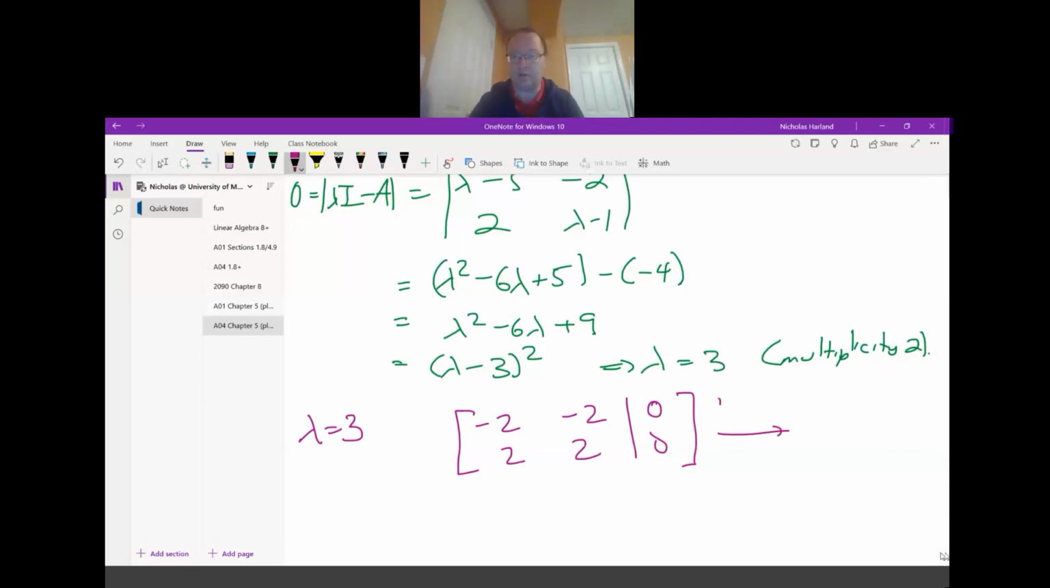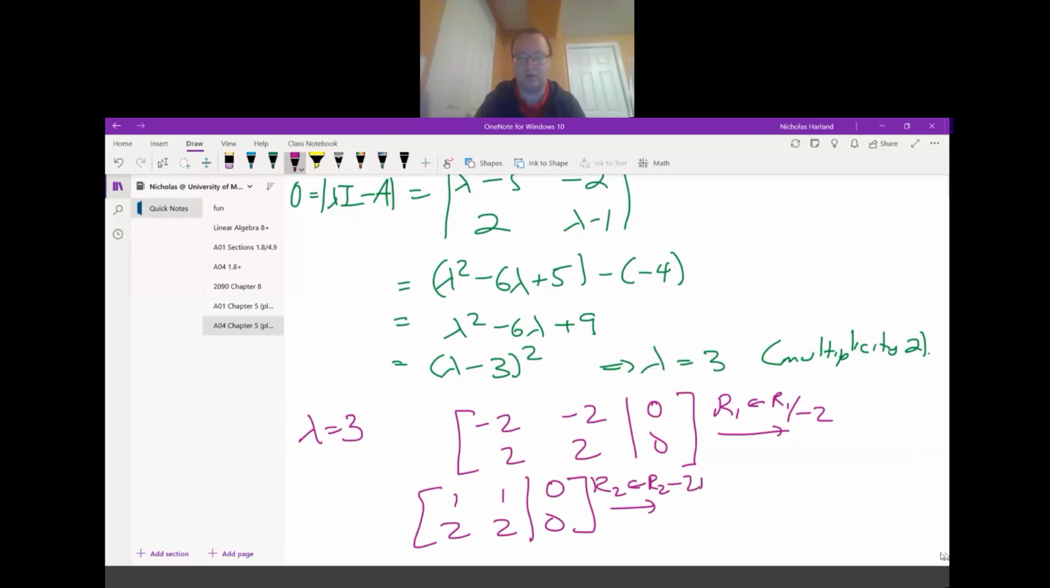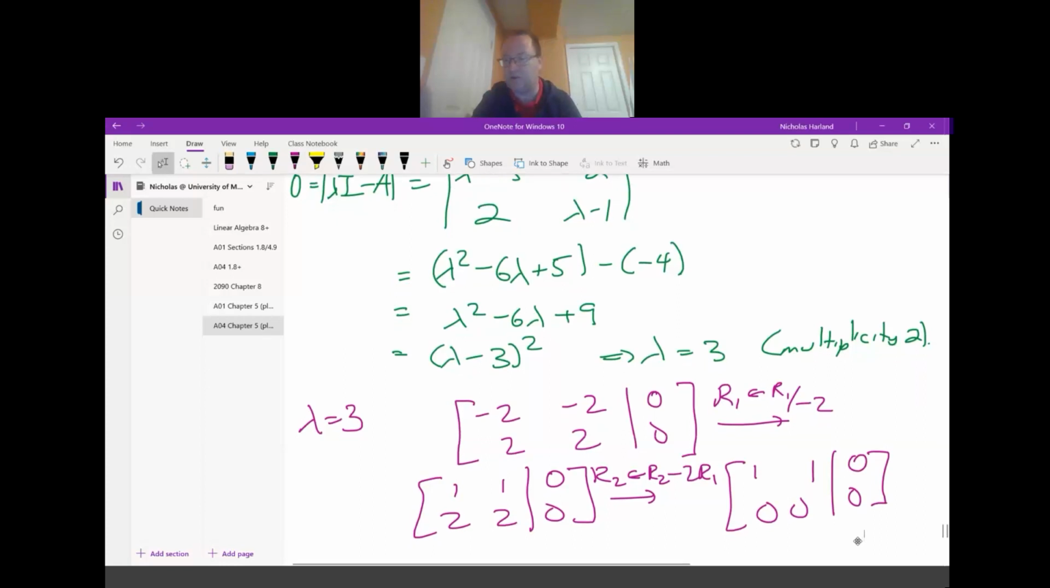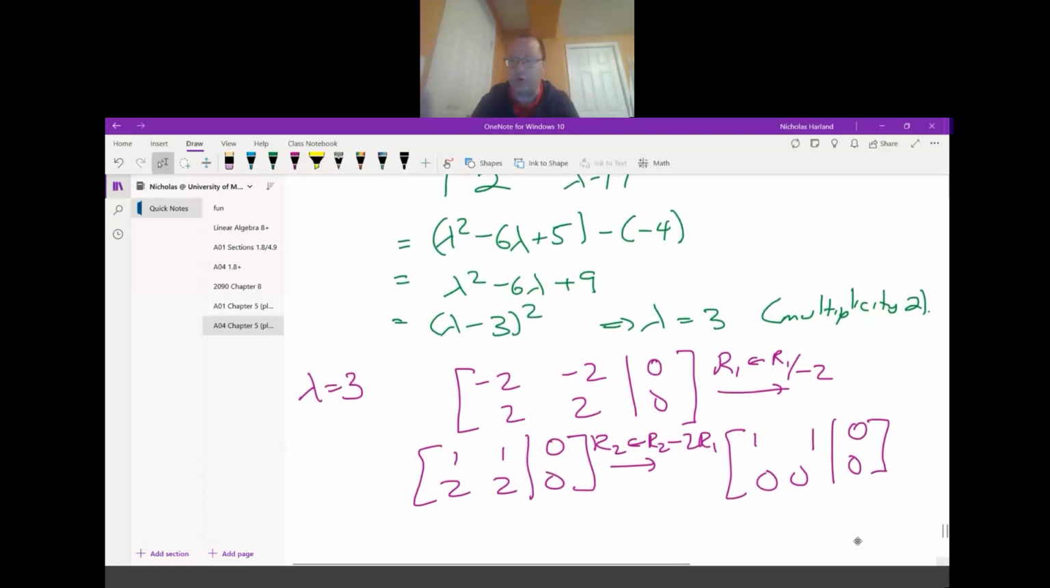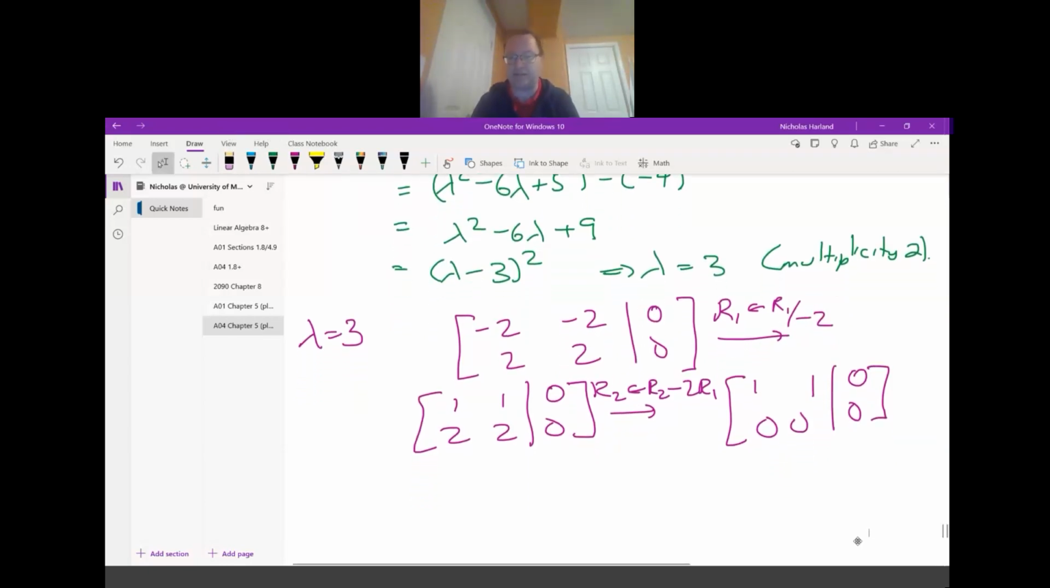All right, so row 1. Again, we've row reduced a million things at this point, so I won't focus too much on the row reduction. Minus 2 row 1, and we get 1, 1, 0, 0. As always, we get at least one row of zeros, or else we either made a mistake row reducing, or our value wasn't actually an eigenvalue. All right, so here is our reduced row echelon form.